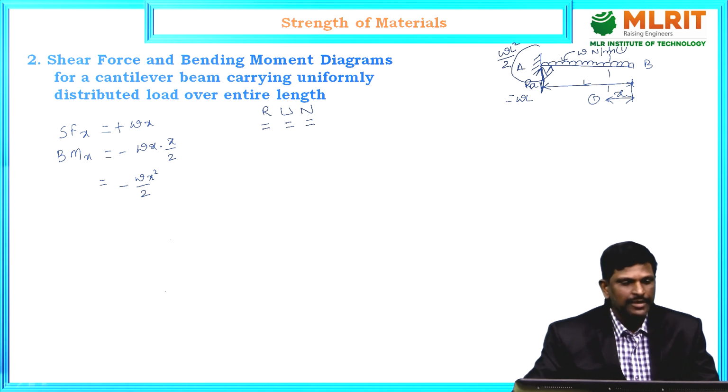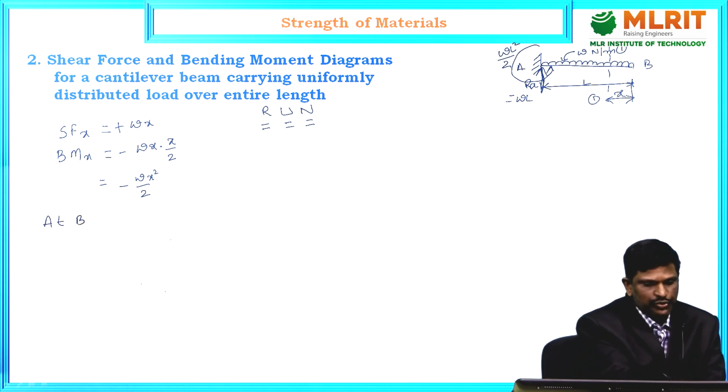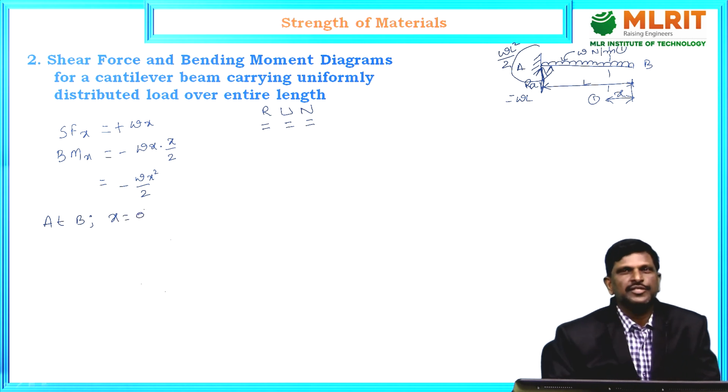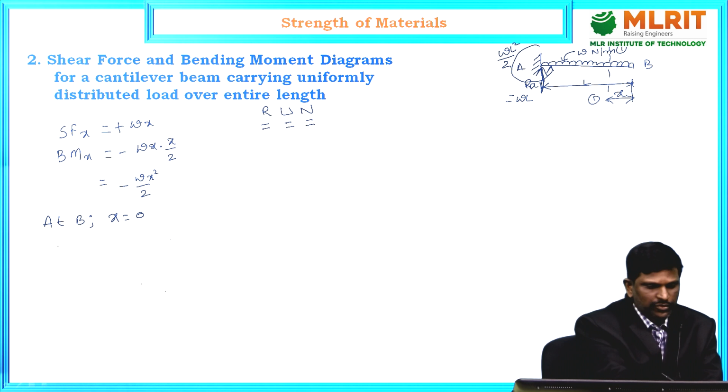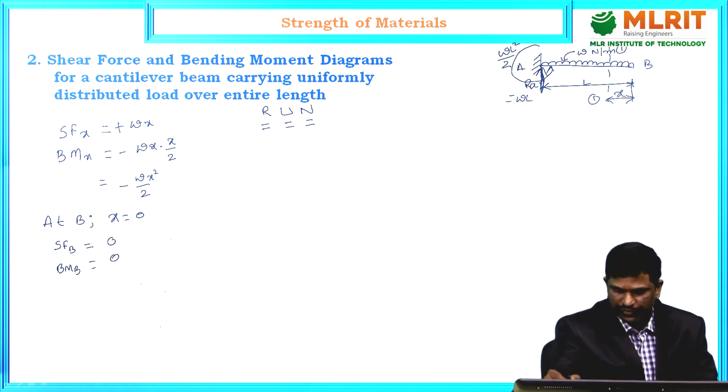Now let us find the values of shear force and bending moment at the fixed end and free end. To find the shear force and bending moment at the free end, that is at B, substitute x equal to 0 in the shear force and bending moment equations. Shear force at B is equal to 0, bending moment at B is equal to 0. Now let us plot these two values on the diagram.